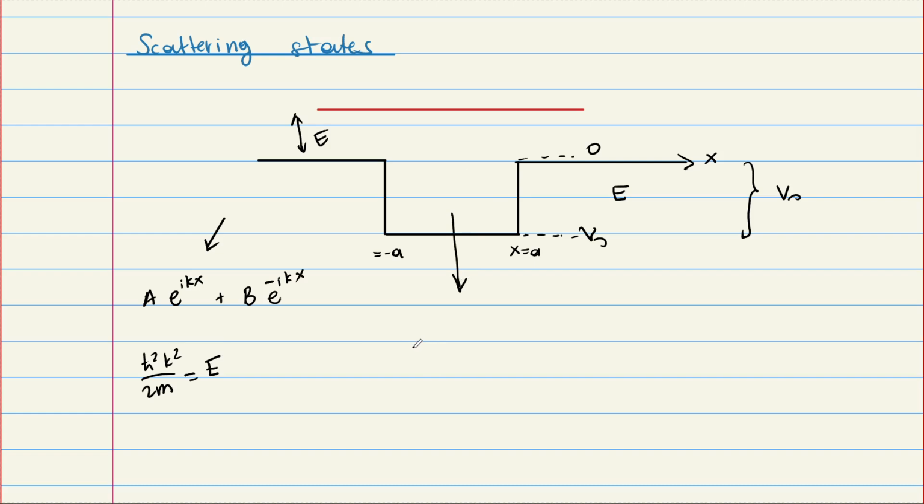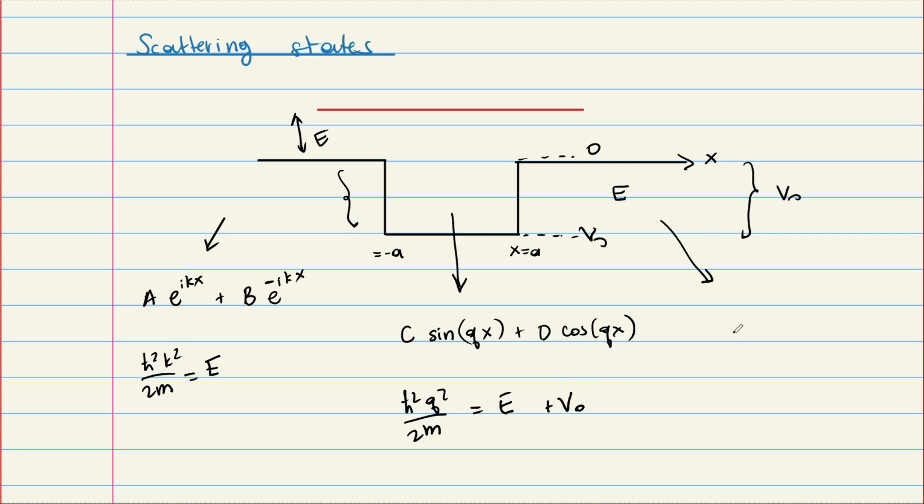Here I have, how did I choose? Let me choose C sine qx plus D cosine qx, and q is given by h bar squared q squared over 2m is equal to E plus V naught. Good, E is positive, V naught is positive, this entire thing is positive.